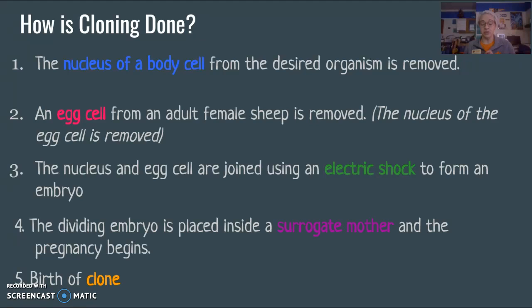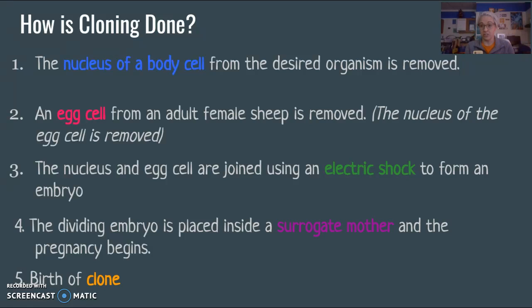So we have to have the nucleus of a body cell. And remember that the other word for a body cell is a somatic cell. So we take the nucleus out of a body cell from the desired organism. And then in a separate organism, we're going to take an egg cell from an adult female. We will also have to remove the nucleus from that egg cell.